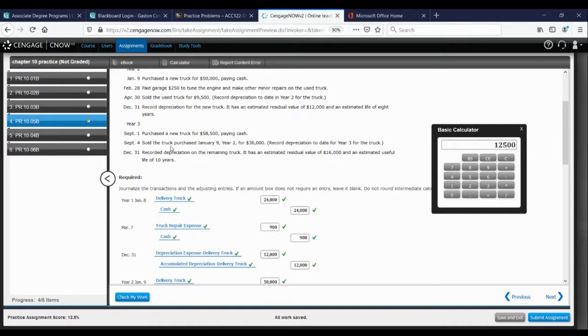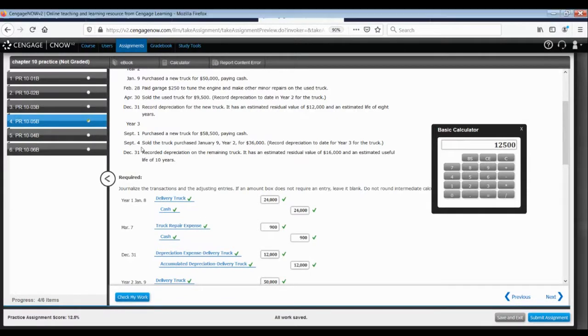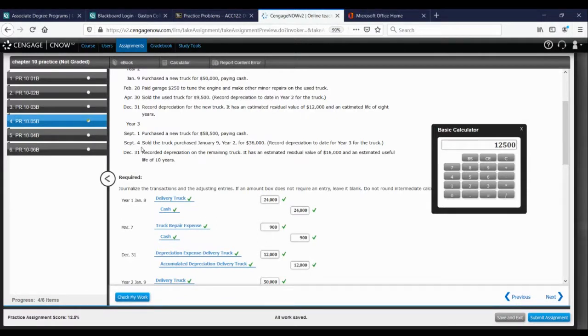So when you sell the truck, the first thing you need to do is bring the depreciation up to the date of the sale. The last time that we depreciated was on December 31st. We're selling this truck on September the 4th. So from January to September the 4th is going to be 8 months. You've got to depreciate it for an additional 8 months.